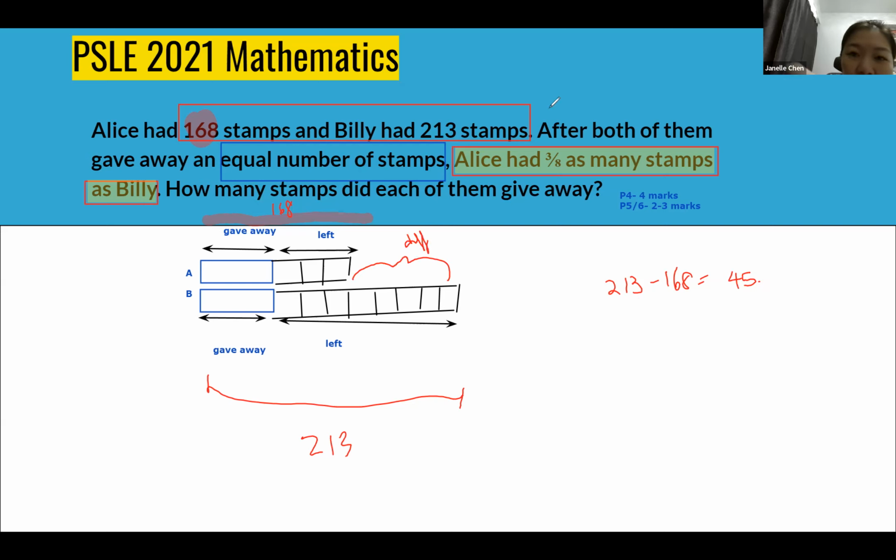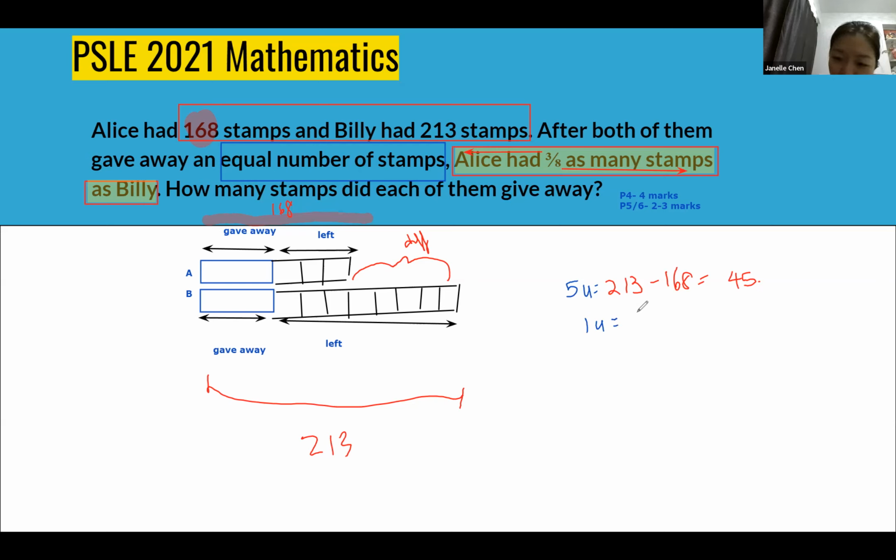If you can understand from here, just now I was saying that the top one Alice is 3 units, the bottom one Billy is 8 units. So the difference between Alice and Billy is actually 5 units. And both of them give away an equal number, so the difference really is just that 5 units. If you take their totals at first and minus each other, you get 45. That's equals to 5 units. Even without drawing the model, if you can understand the 2 red boxes just now, right from the start, you could have done the question without a model. But if not, don't need to worry, you can still draw a model and get your answer.